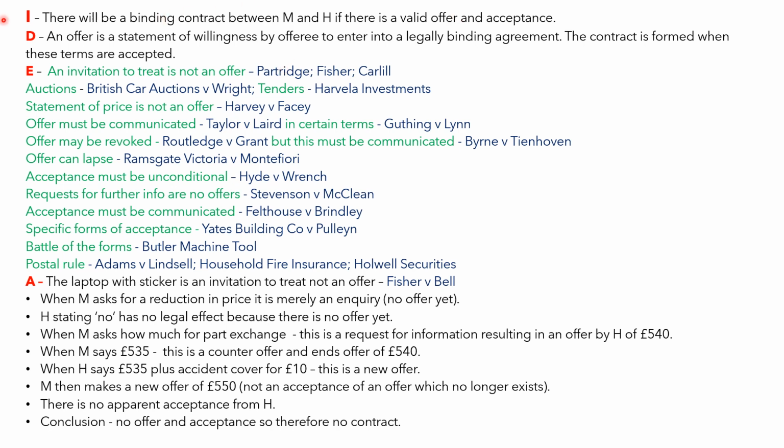So I've started off by identifying that there'll be a binding contract between Megan and Harry if there's a valid offer and acceptance. And I've defined offer and acceptance in this way. An offer is a statement of willingness by the offeree to enter into a legally binding agreement. The contract's formed when these terms are accepted. And then you can see I've then explained all of the key rules on offer and acceptance using cases.